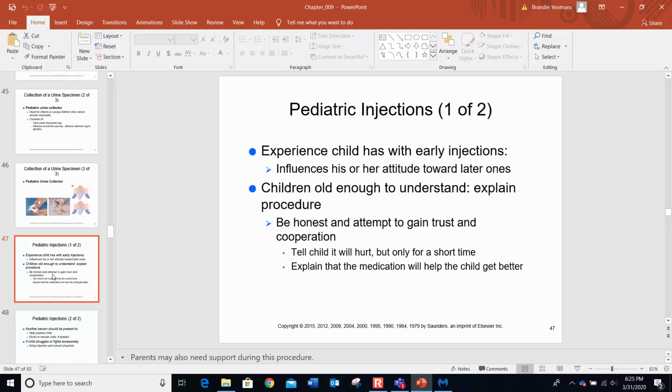It's not too bad. So now we're going to move into pediatric injections, and I'm going to flip over and stop this recording and start a new one.